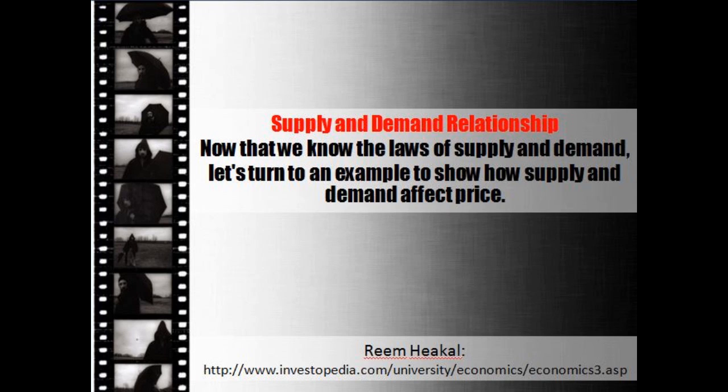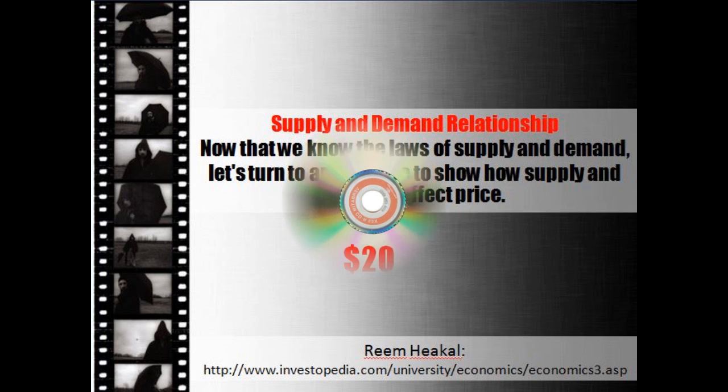For the supply and demand relationship, now that we know the law of supply and demand already, let's turn to an example to show how supply and demand affect price. Let's imagine that a special edition CD of your favorite band is released for only $20. Because the record company's previous analysis showed the consumers will not demand CDs at a price higher than $20, only 10 CDs were released because the opportunity cost is too high for suppliers to produce more.